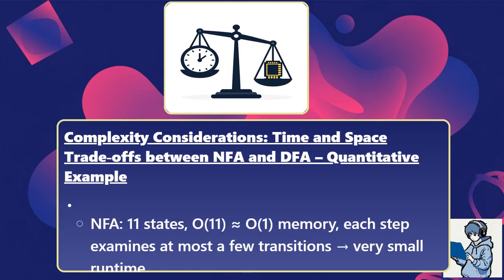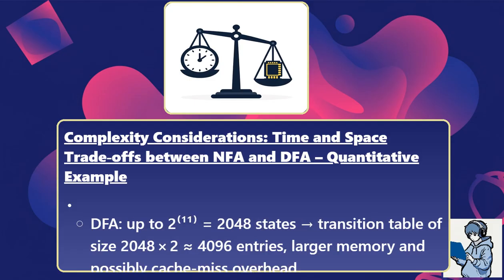NFA, 11 states, O of 11, approximately O of 1 memory, each step examines at most a few transitions, very small runtime. DFA, up to 2 to the 11 equals 2048 states. Transition table of size 2048 times 2, approximately 4096 entries. Larger memory and possibly cache miss overhead.